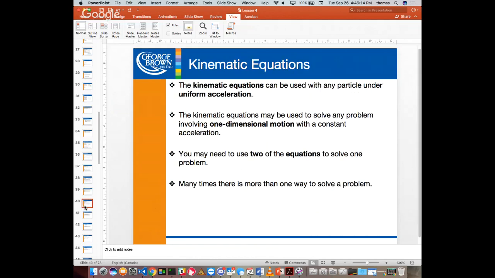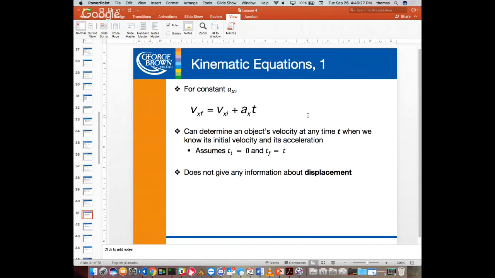And what are those kinematic equations? They describe motion in one dimension, and some of them also work in 2 dimensions. What are these things? Well, the first one is this one. The first kinematic equation you need to know is V final in the x direction: the final velocity in the x direction is equal to the initial velocity plus the acceleration in the x direction times the time.